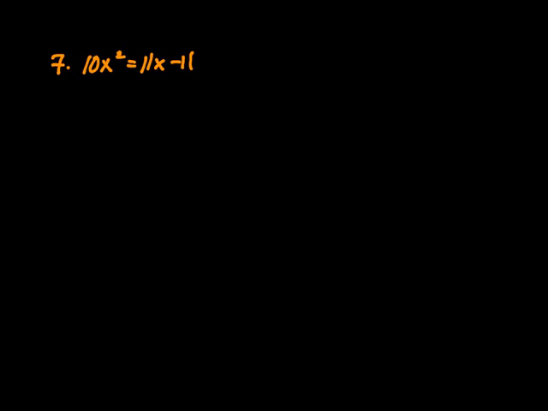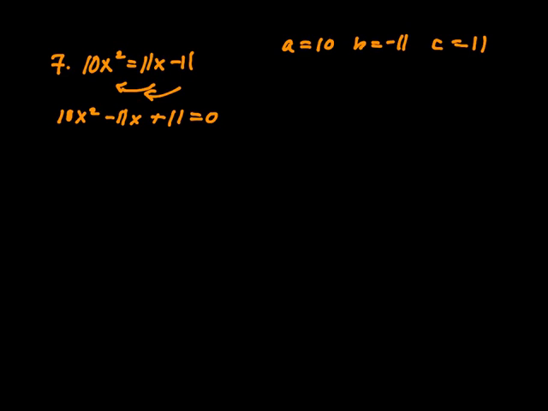So I'm going to do number 7 of the independent practice from lesson 3.8. I'm going to put this into standard form. I'm going to move this 11x and this negative 11 over, so I get 10x squared minus 11x plus 11 equals 0. Let's go ahead and identify my A. A is 10, B is negative 11, and C is 11.